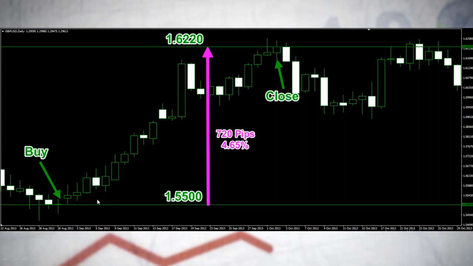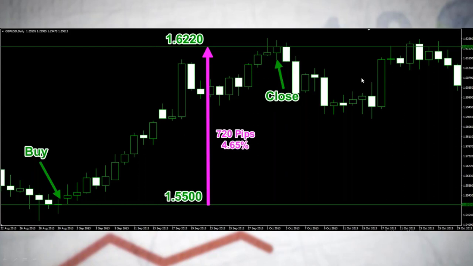Notice that at the beginning of the chart, we have that small price decrease that reaches approximately 1.55 American dollars for one British pound. Then the price reaches this level and bounces in bullish direction, meaning that the price starts to increase. I'm sorry that I'm using Forex language. The price bounces upward and starts an increase.